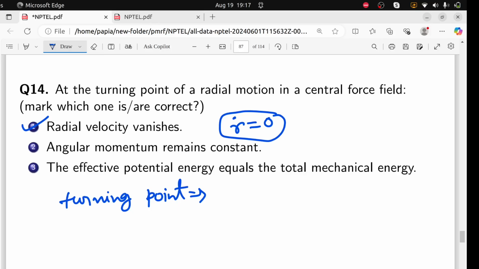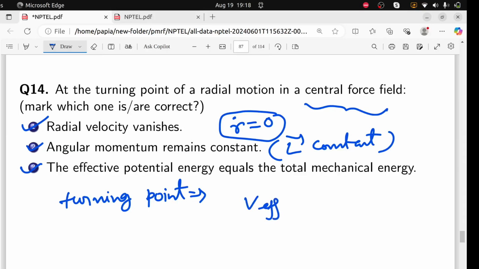Angular momentum remains constant. Yes, that is always constant. Whether it is a turning point or not, as it is under the central force field, it is obviously constant for all the time. The effective potential energy equals the total mechanical energy. Yes, that is also correct. As I told, V effective is equal to E.